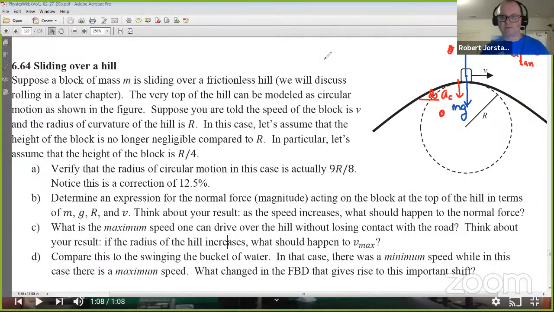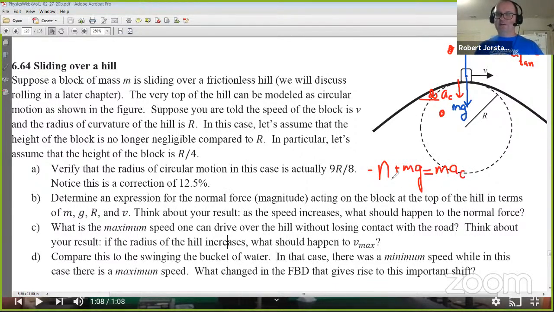Let me check the chat. Okay. Yeah, plus, minus. Yep, totally. It's always in that plus, minus.